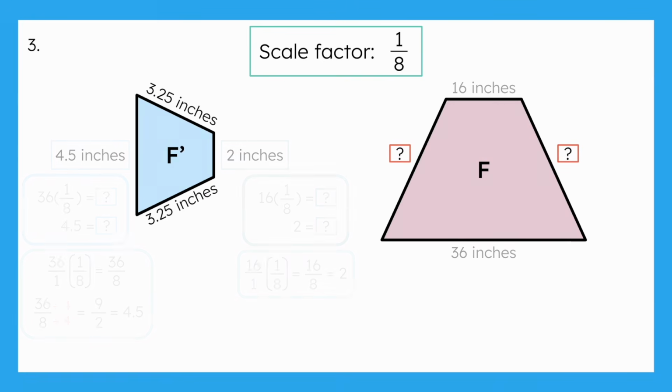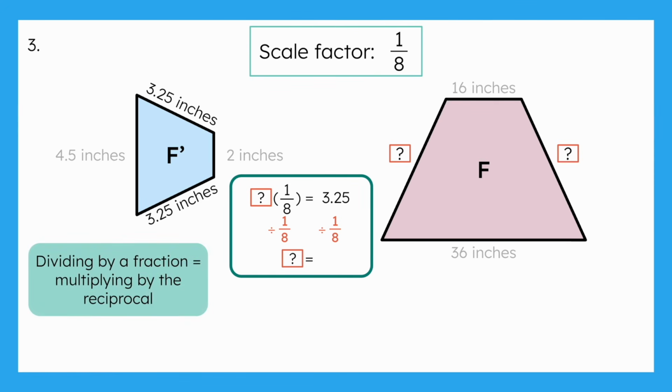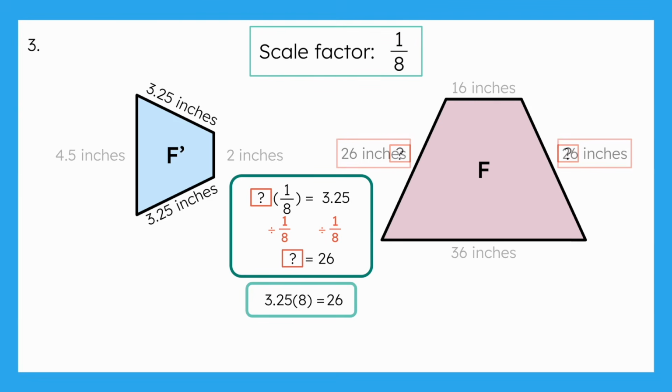To calculate the missing measurements in the pre-image, remember, we need to work backward and divide by the scale factor. How do I divide by 1/8? I can multiply by the reciprocal, which is 1/8 flipped around to make 8 over 1, or just 8. Give it a try if you haven't already. There we go. Each of the missing sides in the pre-image will measure 26 inches.